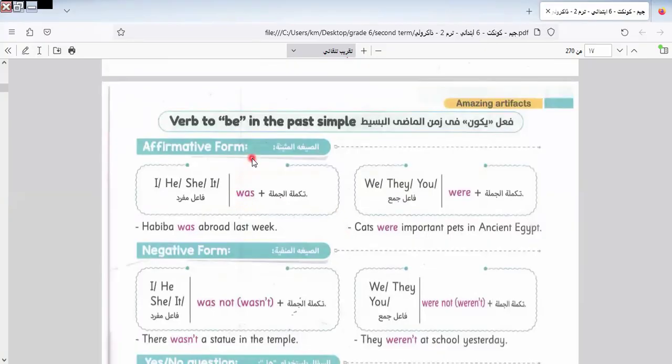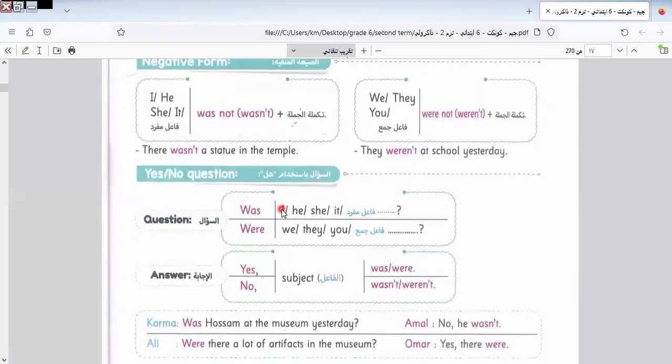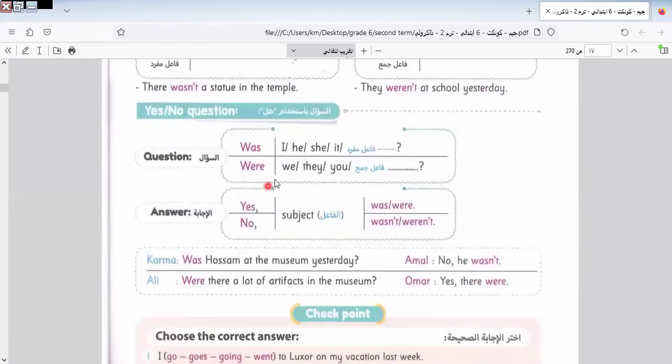Let's go to another one. Here we have the past of the verb to be. The past of the verb to be is was and were. It will be what? Was and were. Let's go to another one. When we use the yes/no question, we say was, then I, he, she, it, and the rest of the sentence. Were goes with we, they, you. So the pronouns that take was are I, he, she, it.